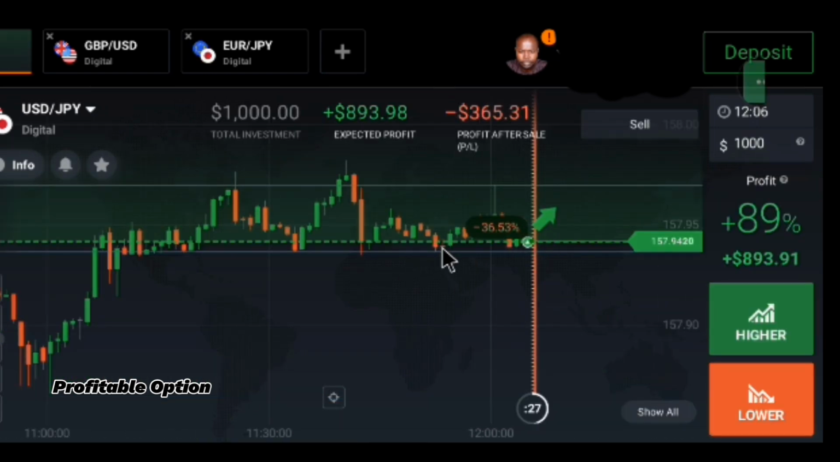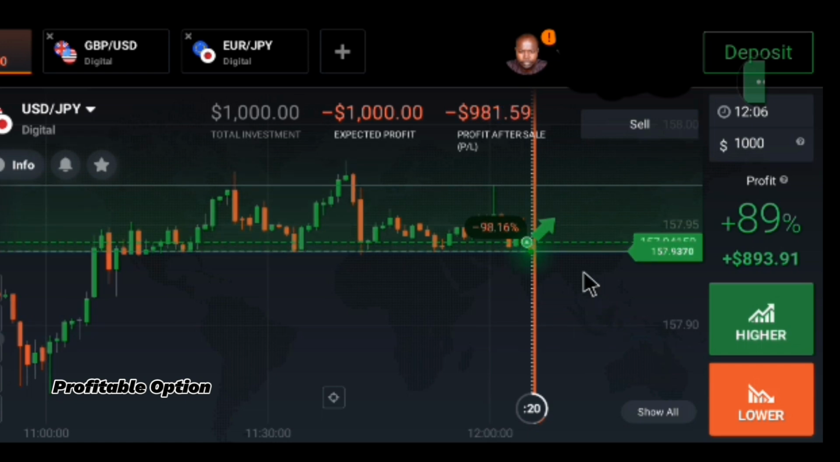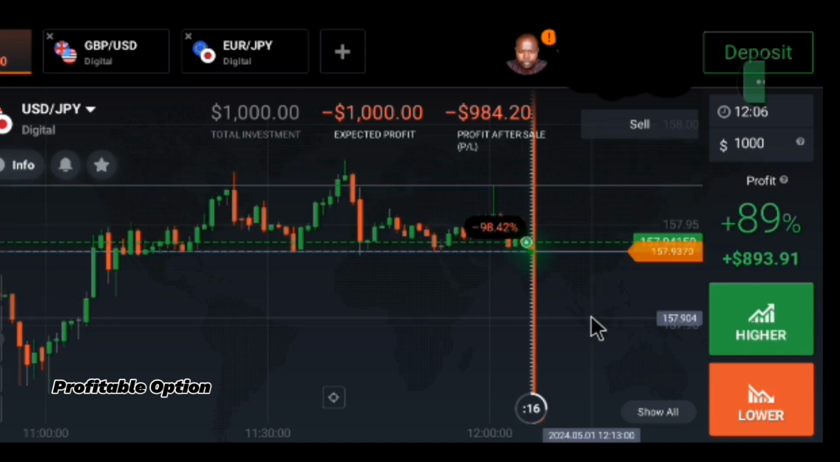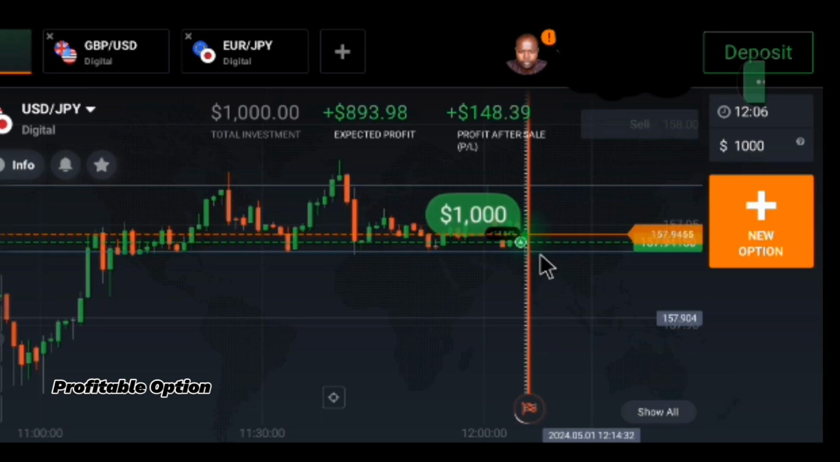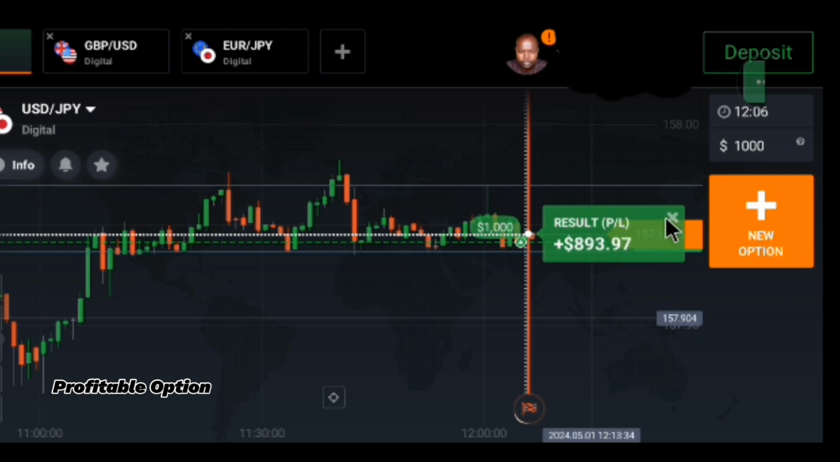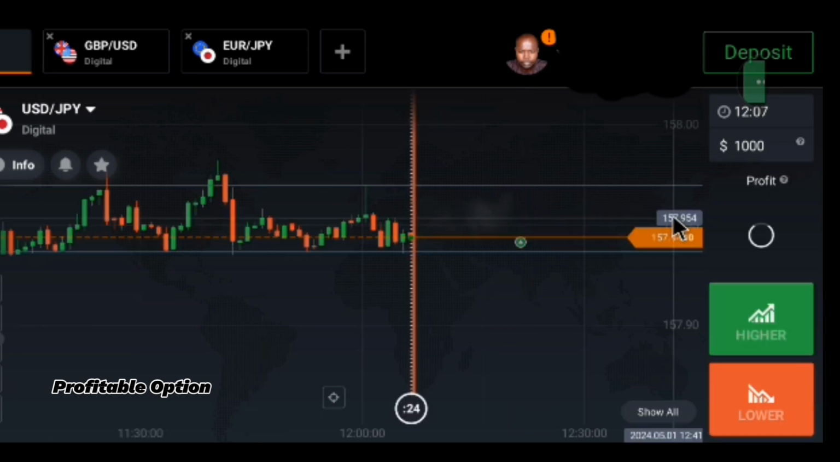Okay, welcome back. All right, this is the same USD JPY, the one I took a trade on previously. I also saw another opportunity, so I decided to take this trade. It came back to this same support area, so I took a trade at this point again, right area. Okay, so I've won the second trade.